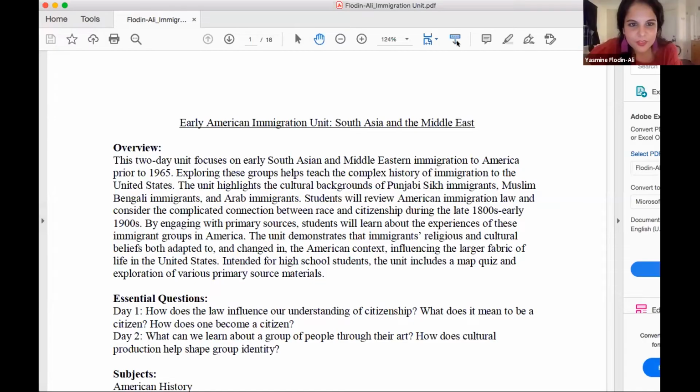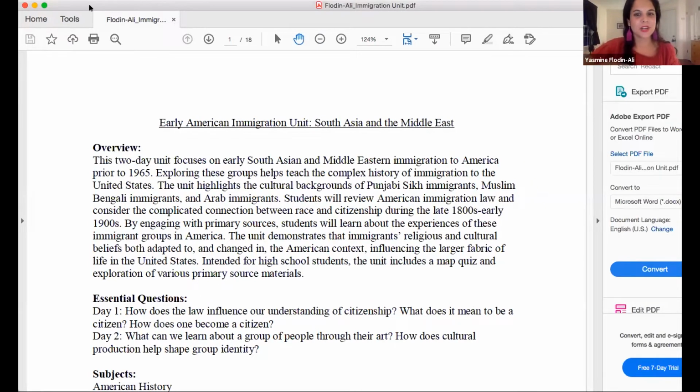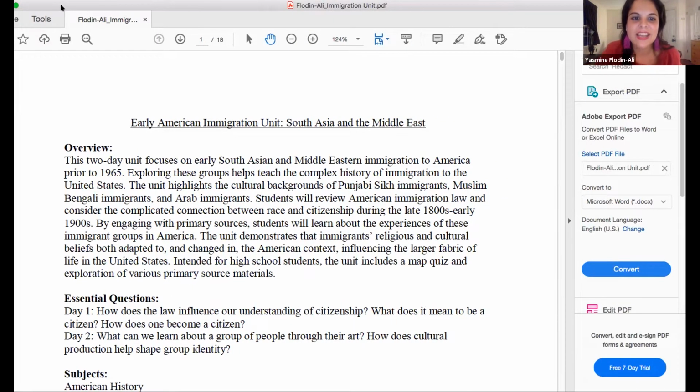And we'll talk a little bit about the overview and the essential questions together before we get into some of the really fun materials. So this two-day unit focuses on early South Asian and Middle Eastern immigration. The unit highlights the cultural background of Punjabi Sikh immigrants, Muslim Bengali immigrants, and Arab immigrants. Students will review American immigration law and consider the complicated connection between race and citizenship. The unit demonstrates that immigrants' religious and cultural beliefs both adapted to and changed in the American context. So I think that's really key.